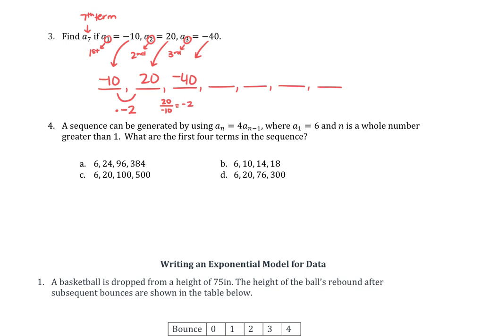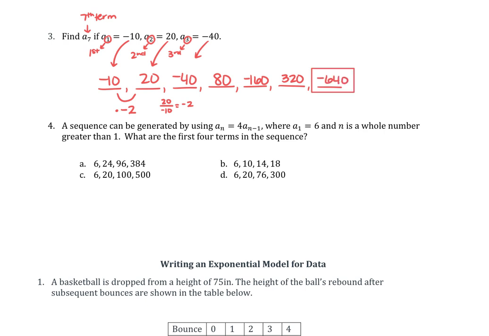Now I'm going to continue that pattern. -40 times -2 gives me 80. 80 times -2 gives me -160. -160 times -2 gives me 320. And 320 times -2 is -640.